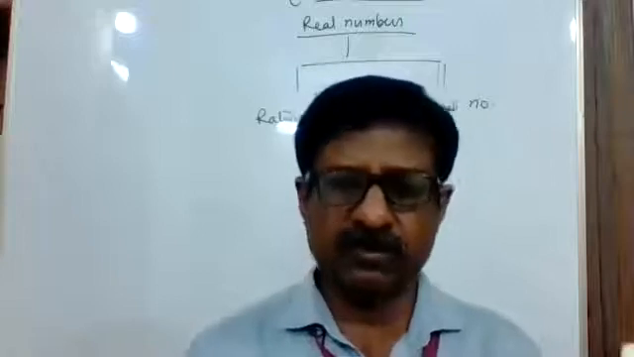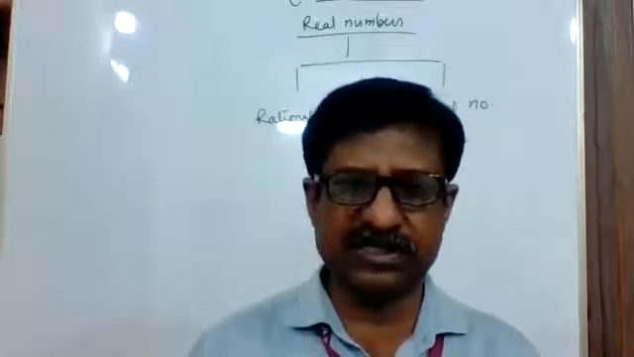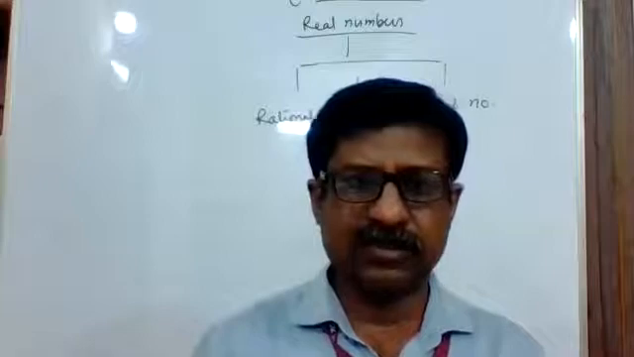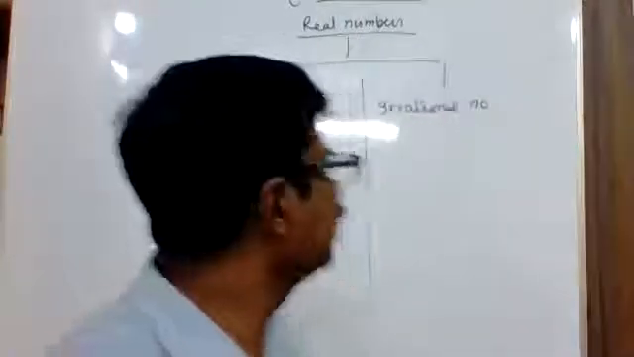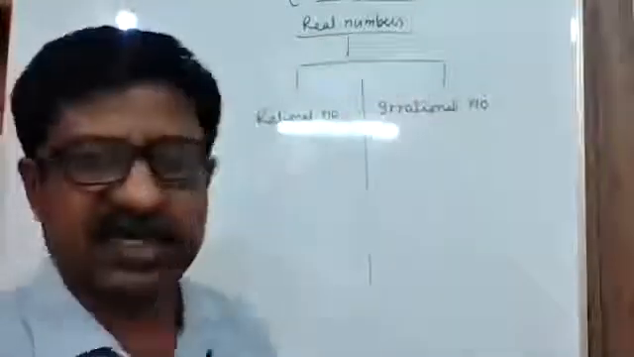The converse is not always true. We'll see which is true and which is not true later on. Now, what is a real number? It is actually the combination of rational and irrational numbers.